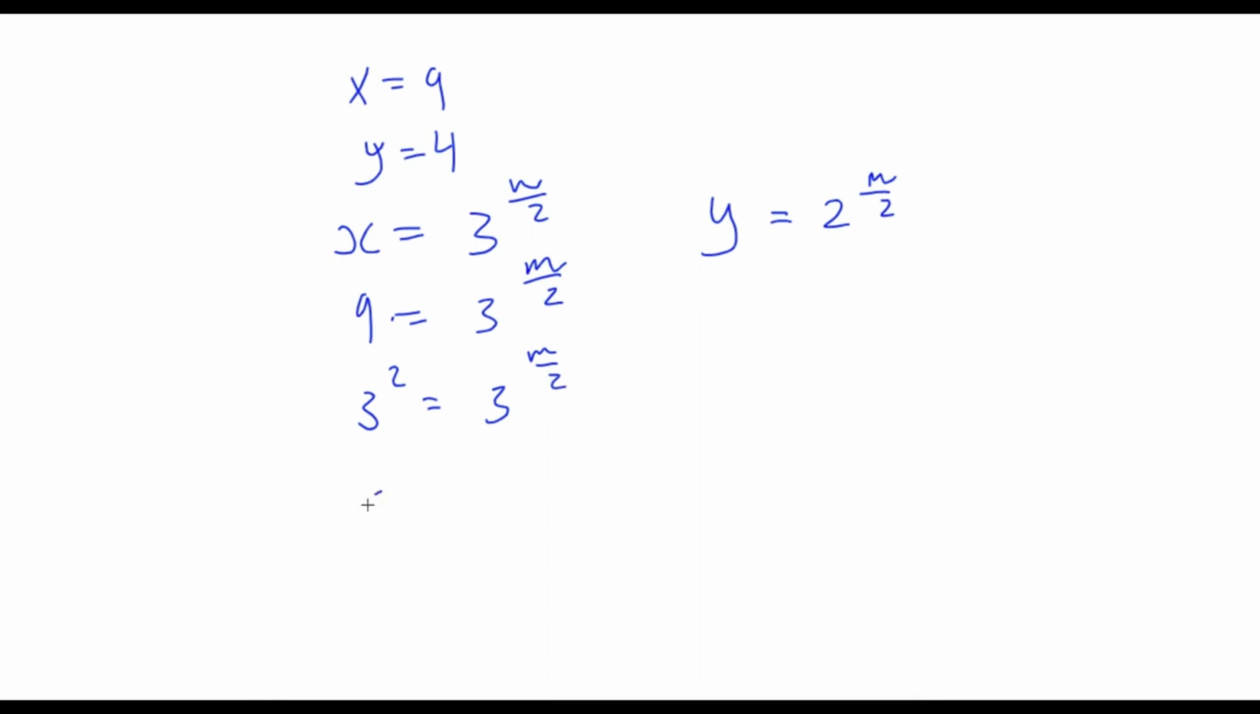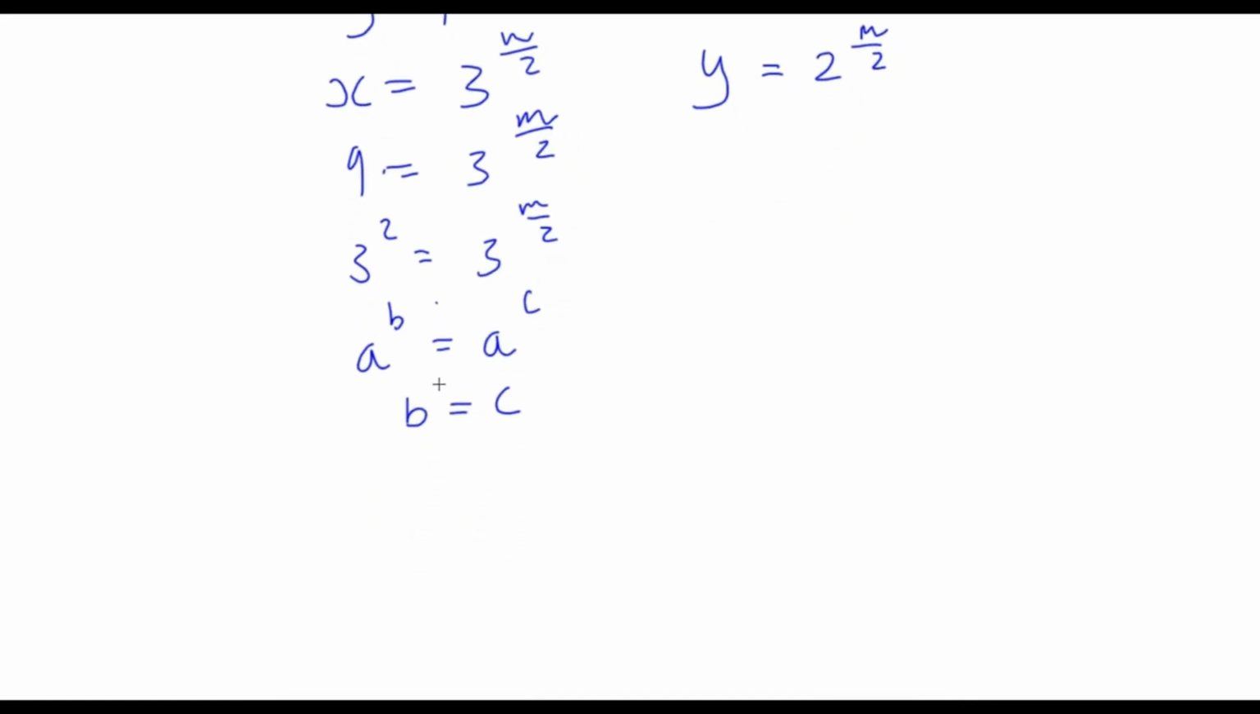Now, if we have something in the form a to the power of b is equal to a to the power of c, this means that b is equal to c. So in this case, we can think of a as 3, b as 2, and c as m over 2. Because we have 3 on both sides, this means that the exponents here are equal to each other, meaning 2 is equal to m over 2.